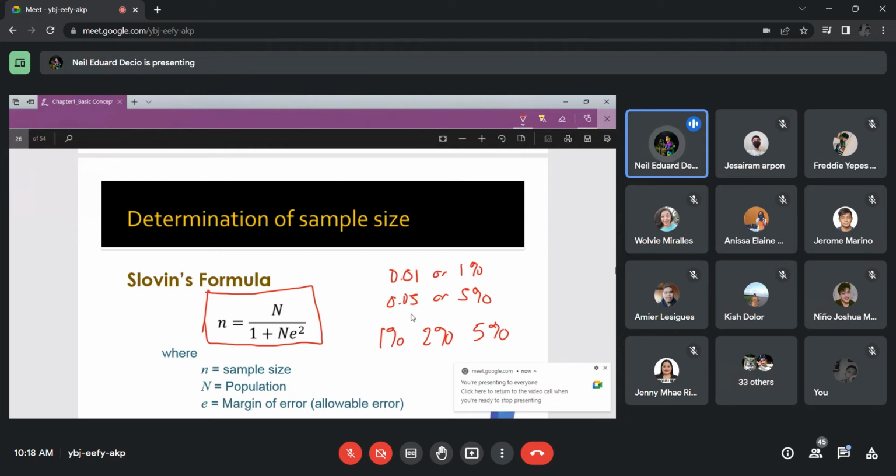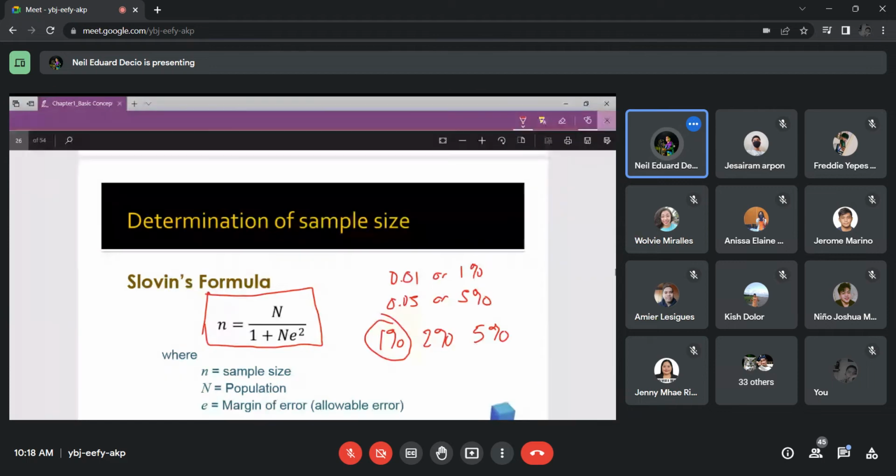So yung 1% ginagamit natin usually in medicine. Okay? Pag masyadong sensitive or masyadong importante yung study, 1% yung ginagamit natin. But then, if that's just for business or market, so we use 5%. Okay? So usually magre-reflect na dyan.